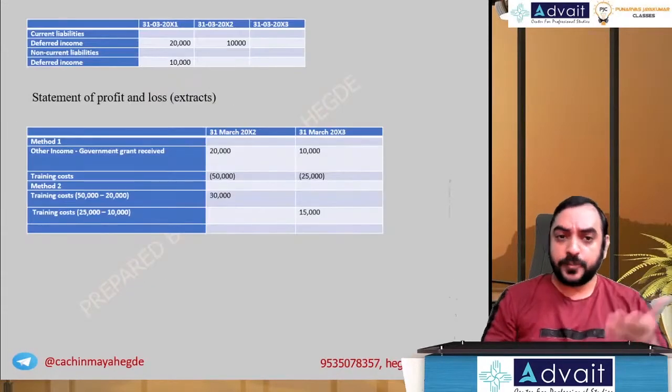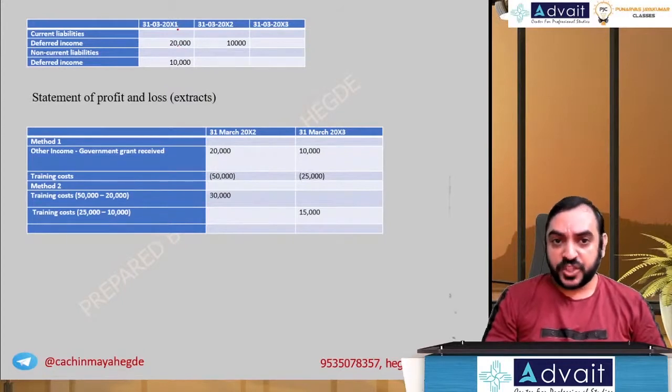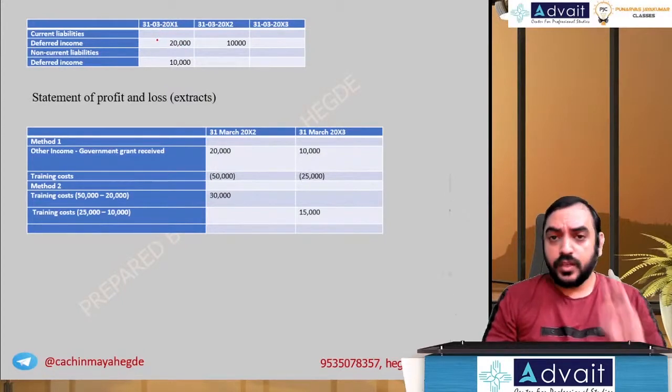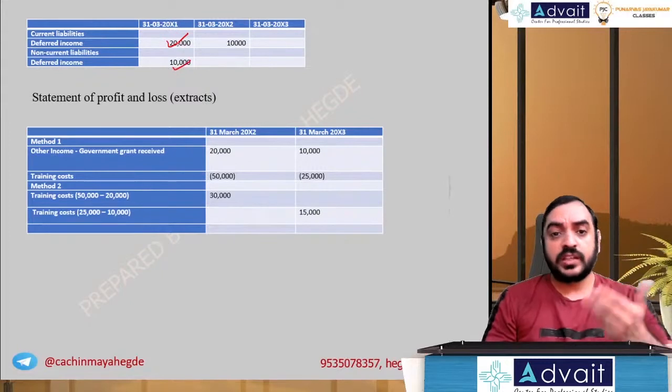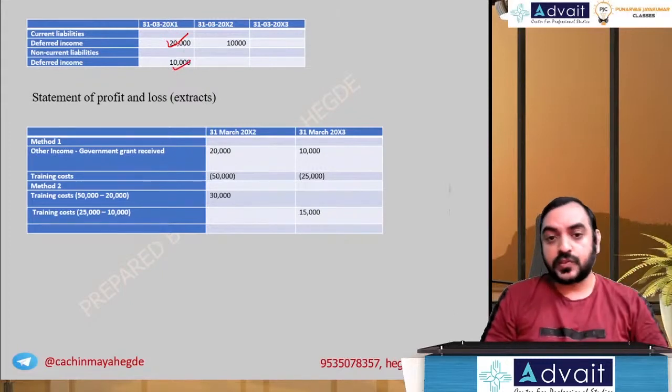Extract, how do you show it? As I just told you, on 31st March 2001, 30,000 is the amount received. On the date of receipt, 20,000 is current, relevant for the next 12 months, and 10,000 is non-current, relevant for the next 6 months.